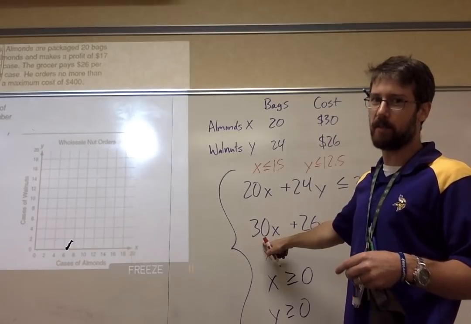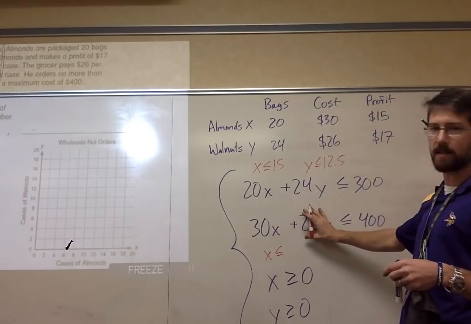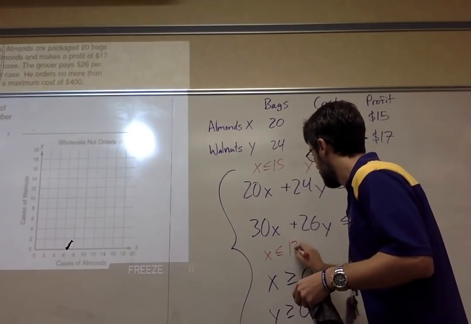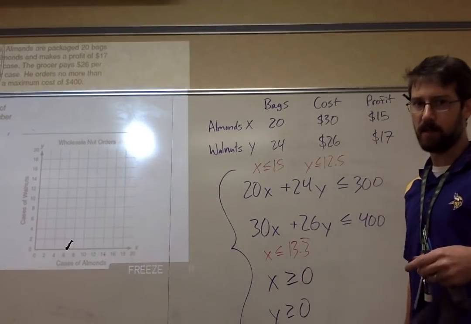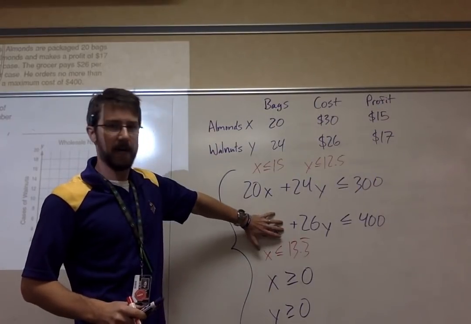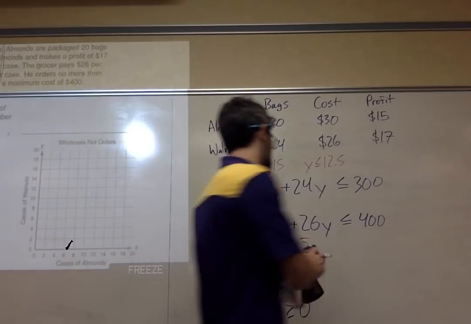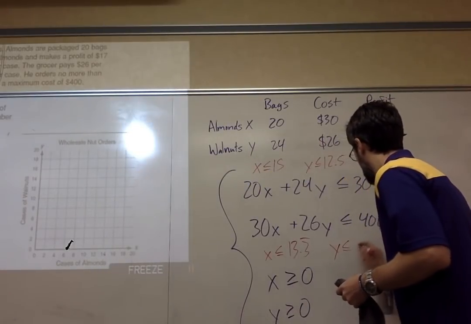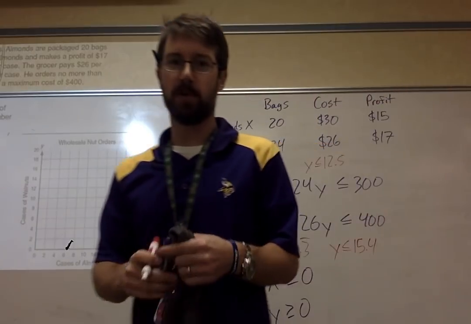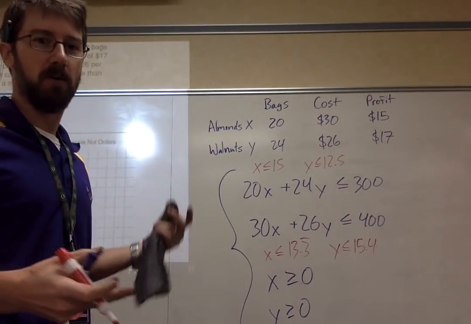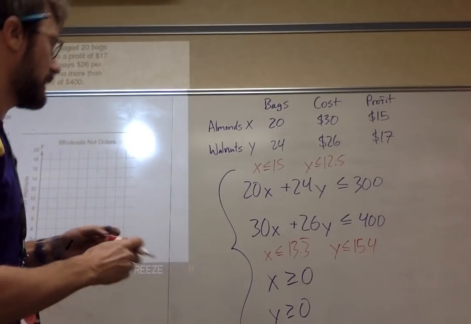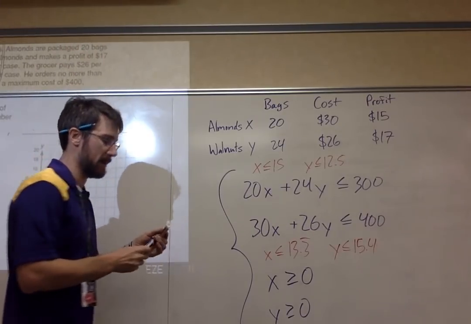This one gets a little bit hairier. 30x less than or equal to 400. If I divide both sides by 30, I get 13.3 repeating. This one, the y-intercept, gets even uglier, because if I now divide both sides by 26, y is less than or equal to 15.4, or it's actually like 15.38 something, but we're going to use 15.4 because I can't graph any more accurately than that anyway.